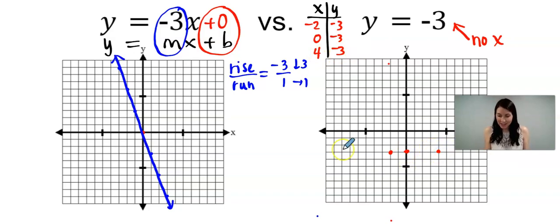So when I connect those points, notice I actually have a horizontal line and not a diagonal line that would have a slope other than 0. Knowing the difference between these two will definitely help you in algebra.